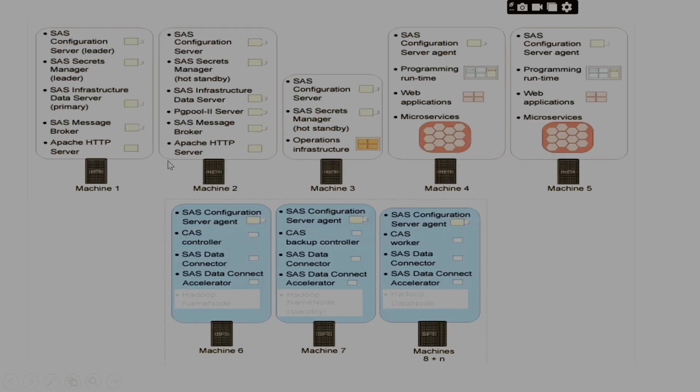This is another diagrammatic representation. We have eight servers here. Out of the 8, two are microservices servers, and the remaining 6 servers are cache servers. Out of these cache servers, we have two controller servers. One is the primary controller, the other one is the secondary controller.